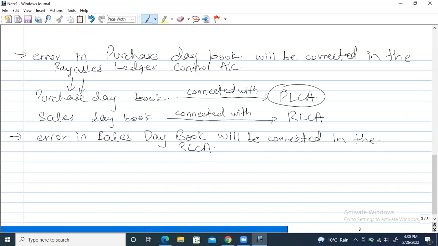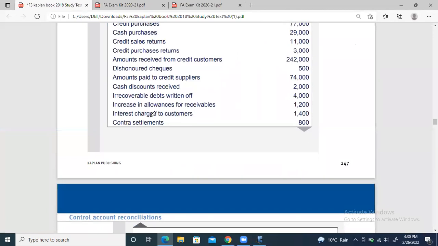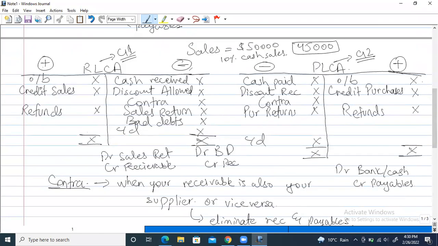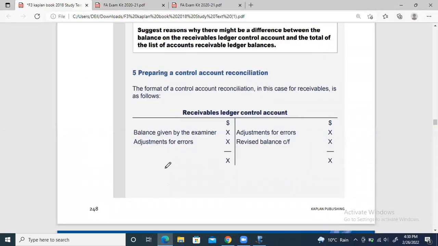Okay. Now let's see what else is left. Over here we'll do one example as well from this study text, and just one thing I need to make clear. You can see that this is a duplicate account over here as well. So over here it's telling preparing a control account reconciliation. This is exactly the same thing that we studied over here. What it has done is that it has made the same receivables ledger control account and payables ledger control account, and this actually in my mind does not make sense, that it has just simply written adjustment for error over here and adjustment for error over here.